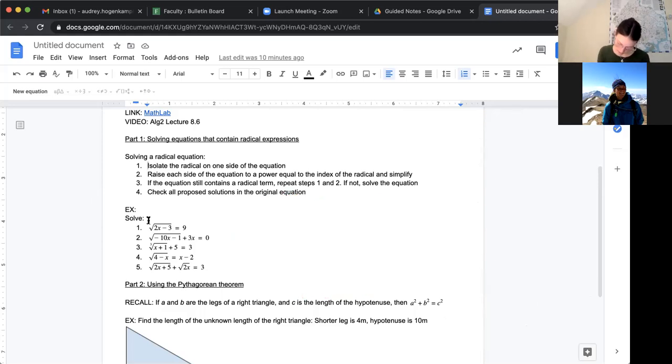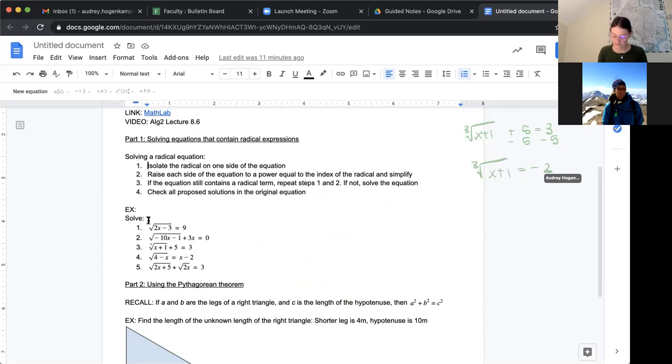Let's do another example. Next up, we have the cube root of x plus 1 plus 5 equals 3. So we want to isolate our radical. So I'm going to subtract 5 from both sides. Get the cube root of x plus 1 equals -2.